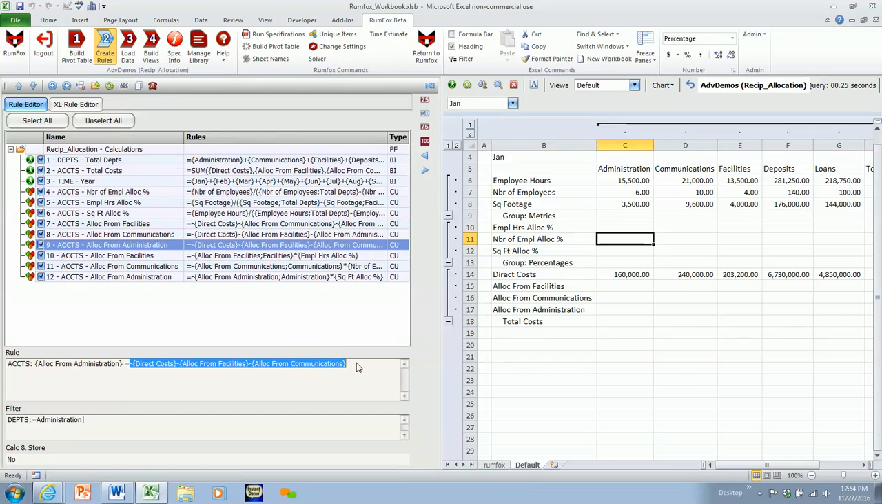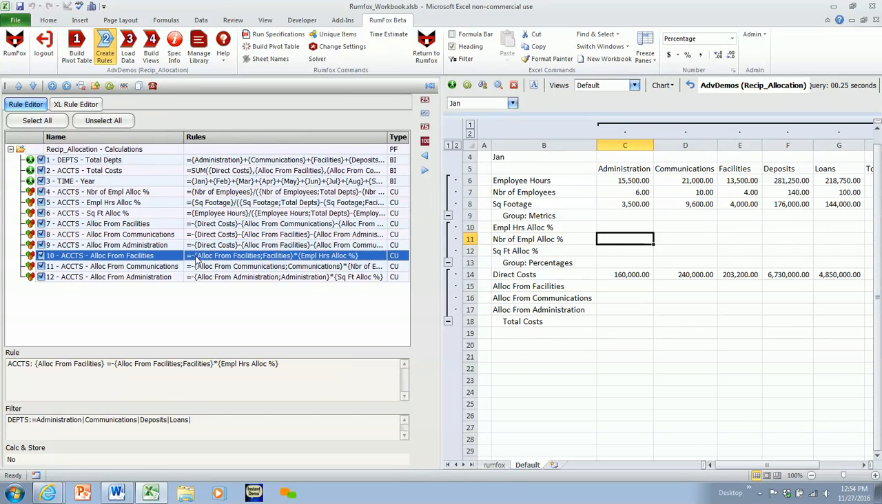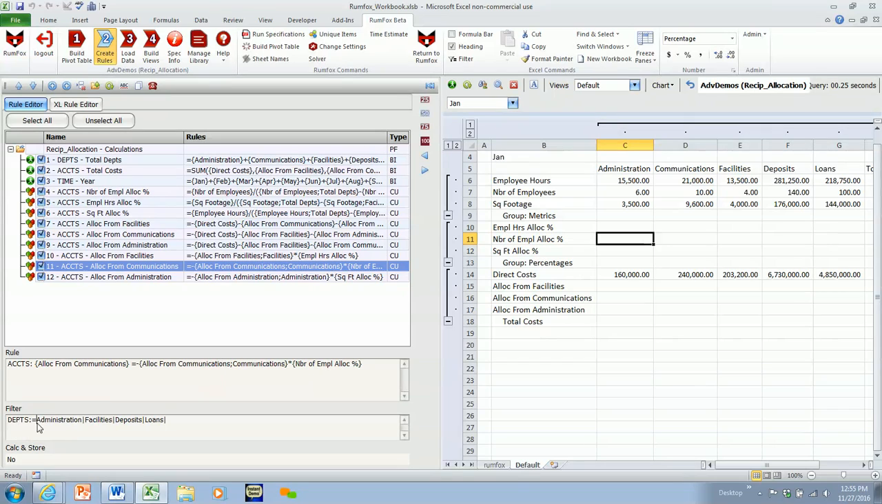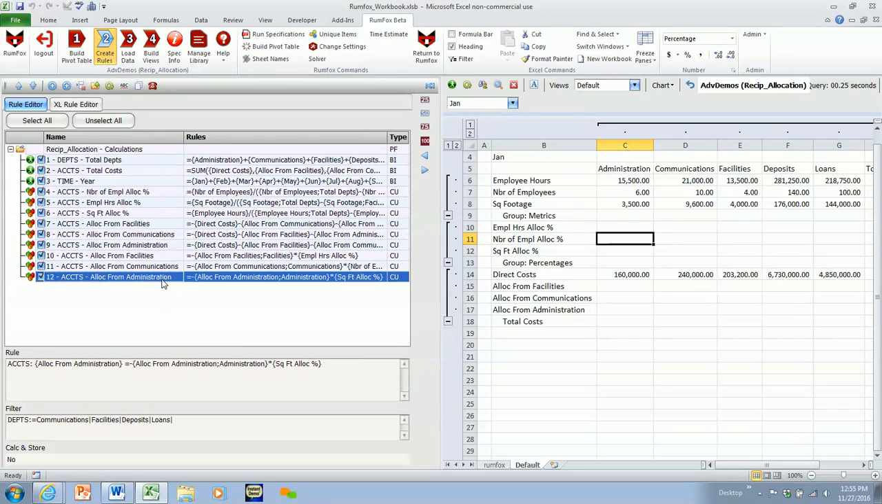Therefore, through the rule logic, as we see these allocations, for example, facilities, you'll notice that those costs are being allocated to the other 4 corresponding departments. And you can see that occur with communications as well as administration.